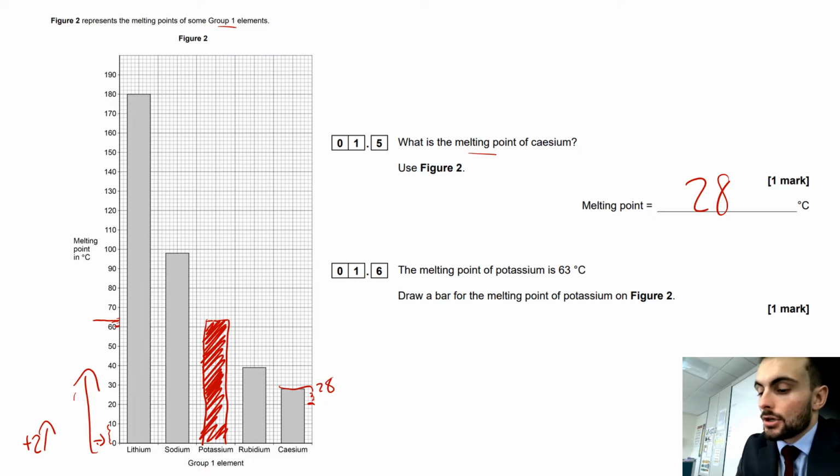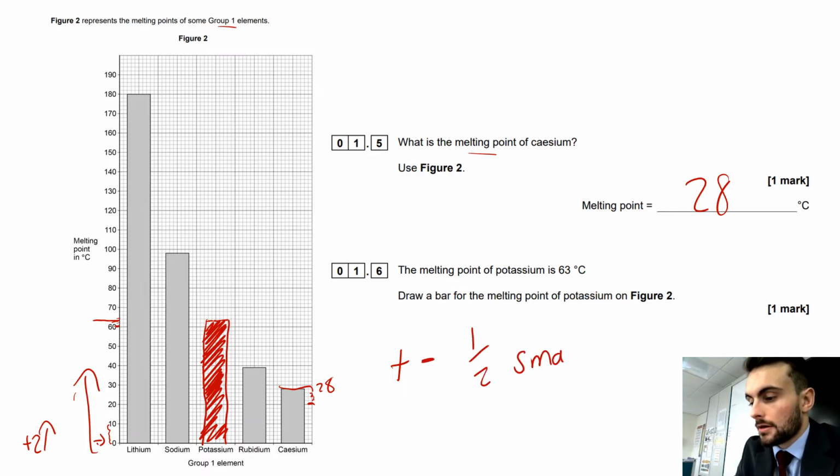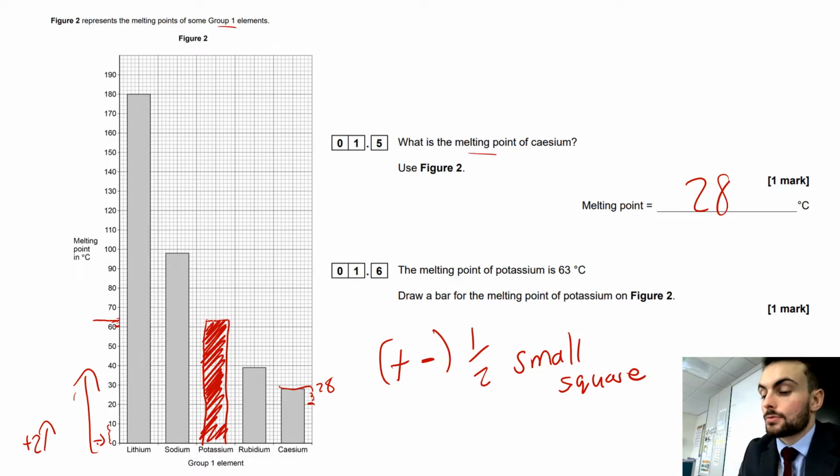For this, you are only allowed plus or minus half a small square. That's what the examiner is allowed to give you. So if you go any more than half of a small square away from the actual correct answer, then you will lose the mark. So just don't be lazy with it, be very, very precise. Try and get it as exact as you possibly can.